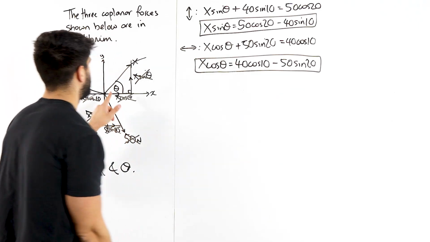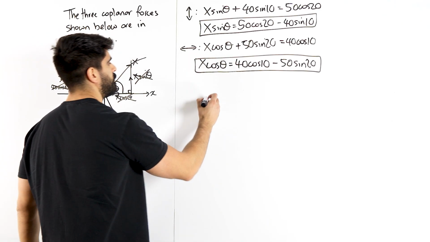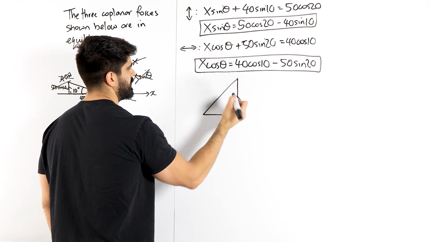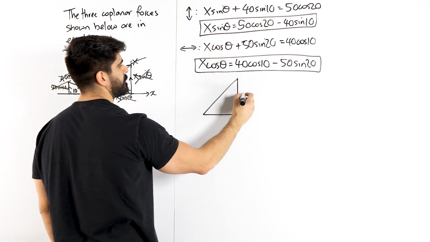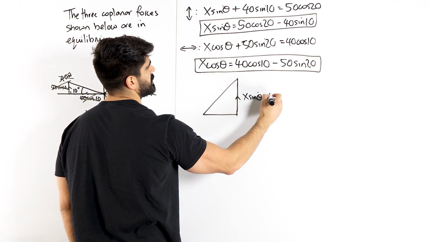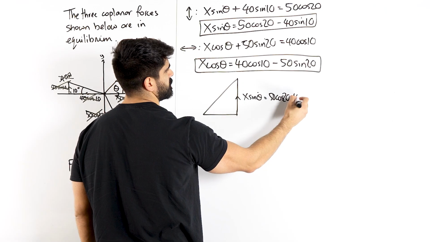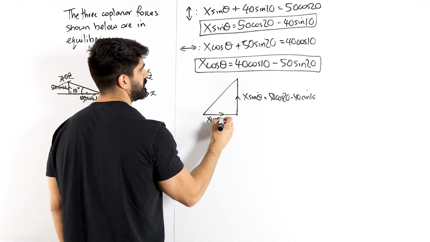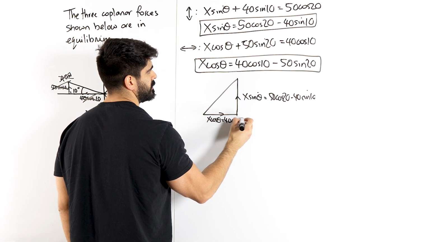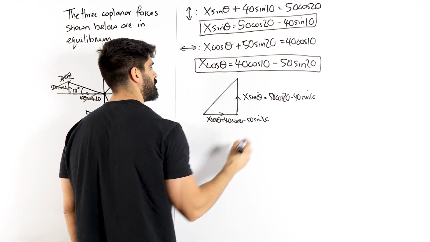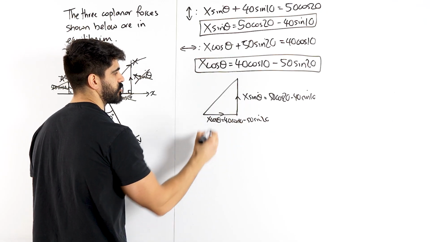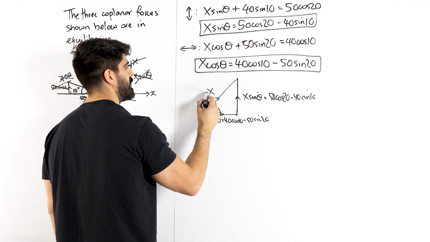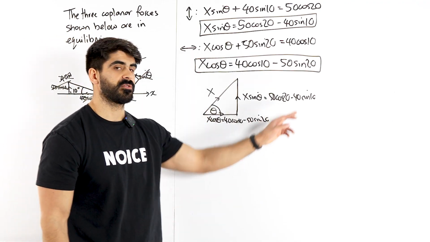Now remember, this is a triangle. What we worked out is that this side here, which was x sine theta, is 50 cos 20 minus 40 sine 10. And this here, which was x cos theta, is 40 cos 10 minus 50 sine 20. So if you just remember that these are just the sides of the triangle, we can easily work out theta by doing inverse tan of this over this. And to work out x, which is in the hypotenuse, we just do Pythagoras to these values.